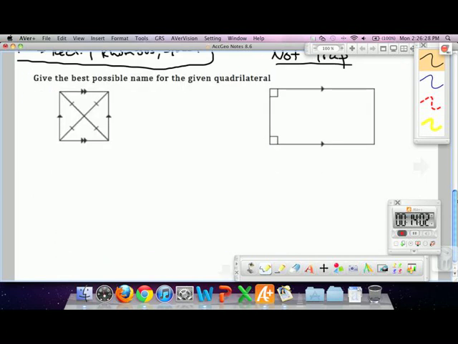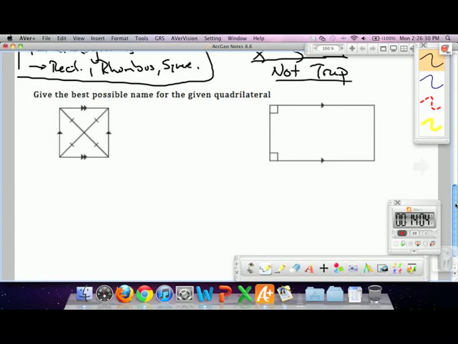All right, lastly, I'm not going to tell you what type of thing this is. You're going to classify this for me. What's the best possible name we could give each of these 4-sided figures, quadrilaterals? What's the best name I could come up with for this figure? Okay, so let's see. It's surely a parallelogram because it has 2 pairs of parallel sides. So this is at worst a parallelogram.